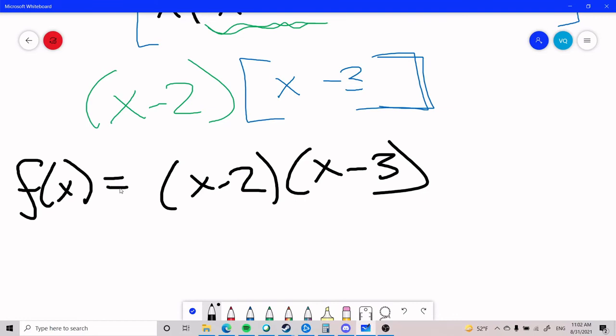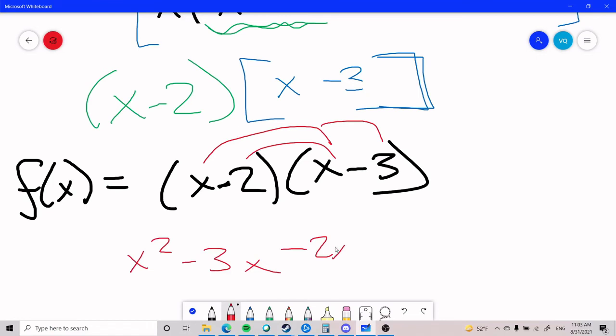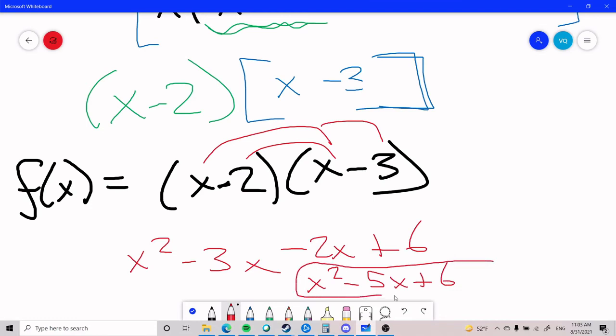The way to prove that this is effectively correctly factored, which is something that you can do yourself, you can go ahead and distribute here. I end up with x squared minus 3x. Here I end up with minus 2x plus 6. I combine like terms, I end up with my original function. So if you end up with the original function after factoring, that is a good way to check your work that it is correct.